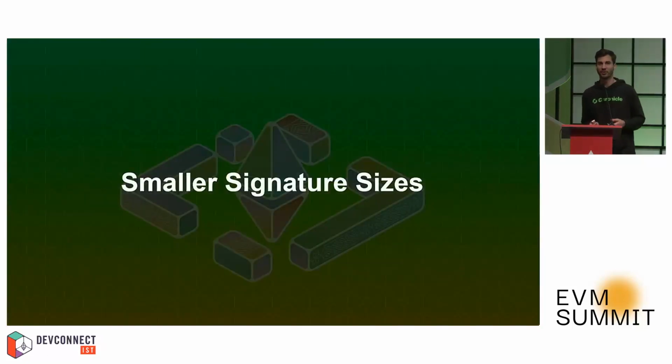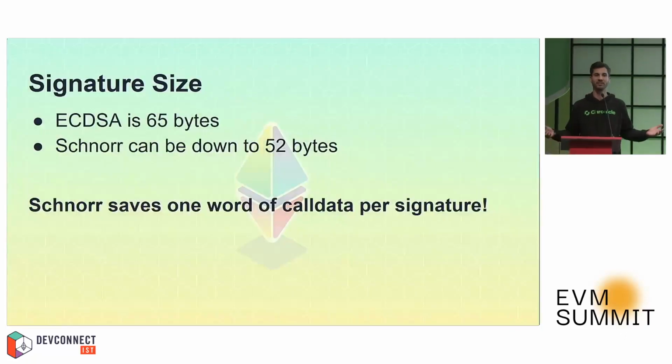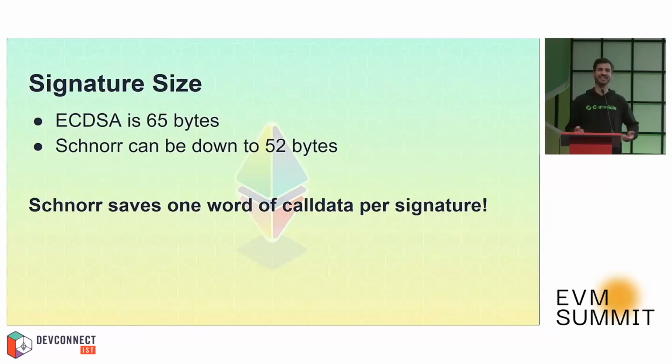So the first: smaller signature sizes. An ECDSA signature is 65 bytes, which means we're going to be using 3 words to store one of these signatures. But a Schnorr signature can be as little as 52 bytes, so you can save an entire word of call data per signature. So that's out of the box, you already get some savings there.